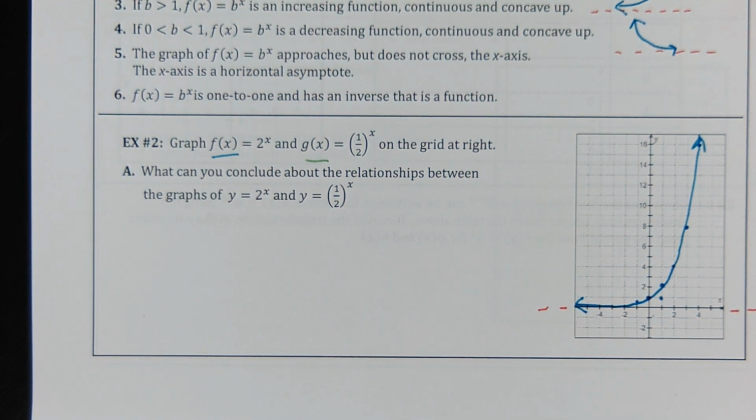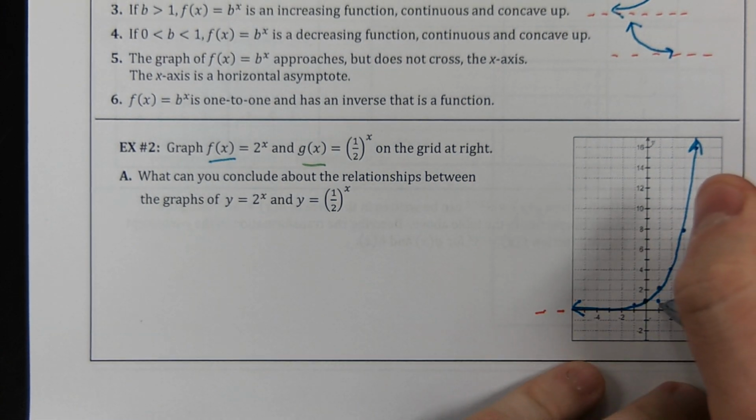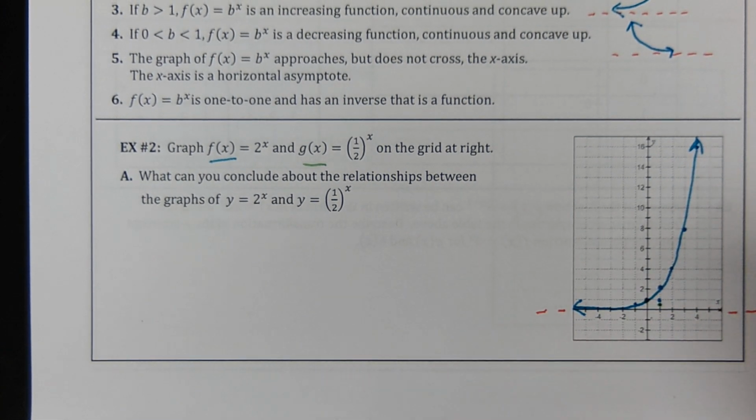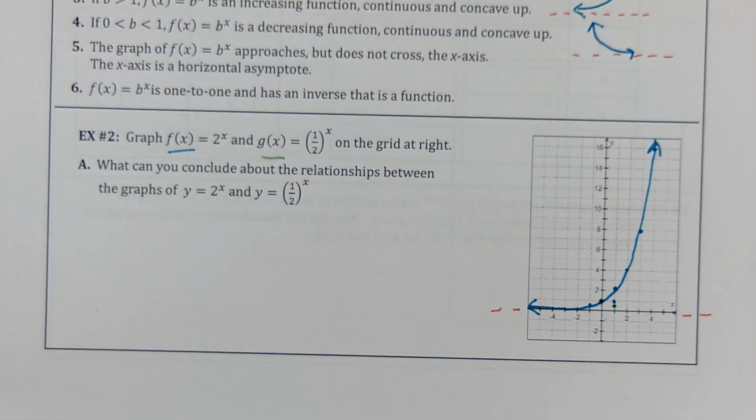Now we're going to do the same thing for the green graph. 1/2 to the 0 is 1. 1/2 to the 1 is 1/2. 1/2 to the 2 is 1/4. Crud. As I go to the right, this thing gets closer and closer to the x-axis. So let me go to the left.